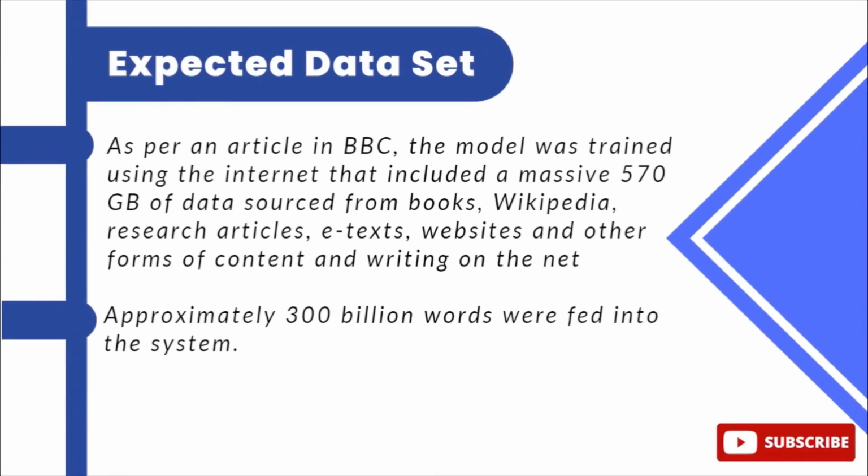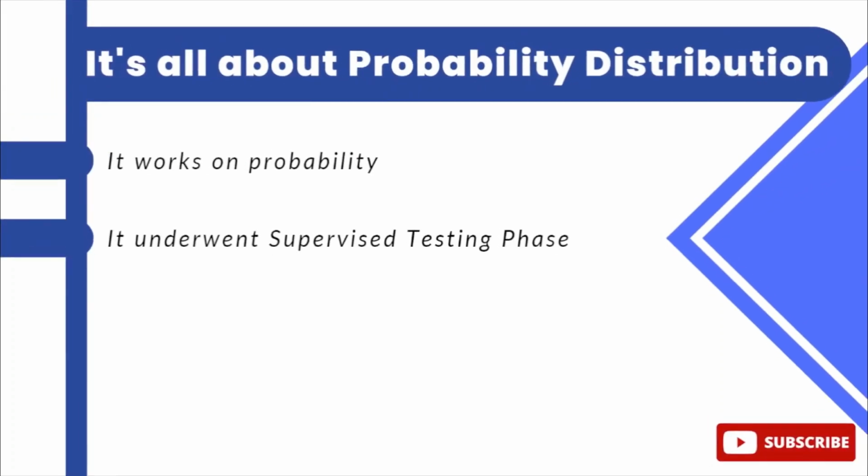According to an article published on BBC Science, the model was trained using databases from the internet that include around 570 GB of data sourced from books, Wikipedia, research articles, etc. And approximately 300 billion words were fed into the system. It works on probability, as a result of which it is able to predict the next word in the sentence.